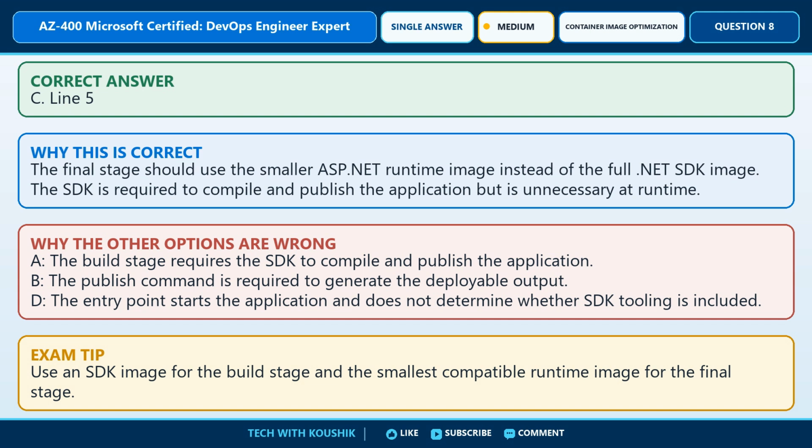Why are the other options not correct? A. The build stage requires the SDK to compile and publish the application. B. The publish command is required to generate the deployable output. D. The entry point starts the application and does not determine whether SDK tooling is included. Exam tip. Use an SDK image for the build stage and the smallest compatible runtime image for the final stage.